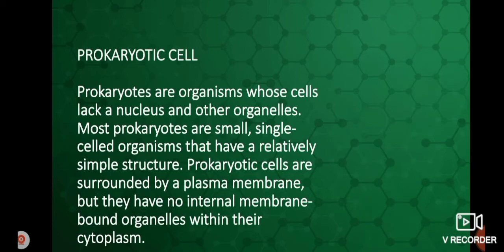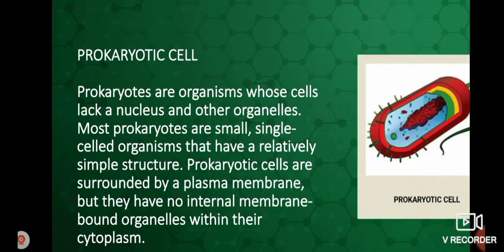So let's proceed to the second type of cell. It is the prokaryotic cell. Prokaryotes are organisms whose cells lack a nucleus and other organelles. Most prokaryotes are small, single-celled organisms that have a relatively simple structure. Prokaryotic cells are surrounded by a plasma membrane, but they have no internal membrane-bound organelles within their cytoplasm.